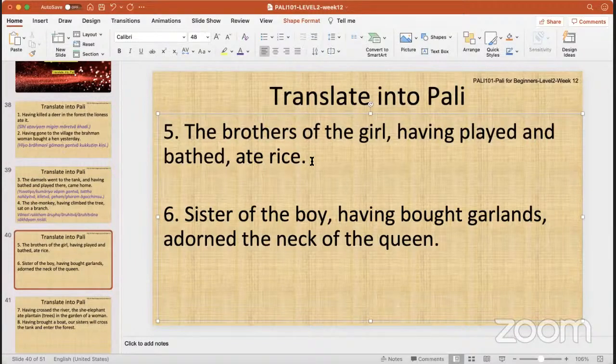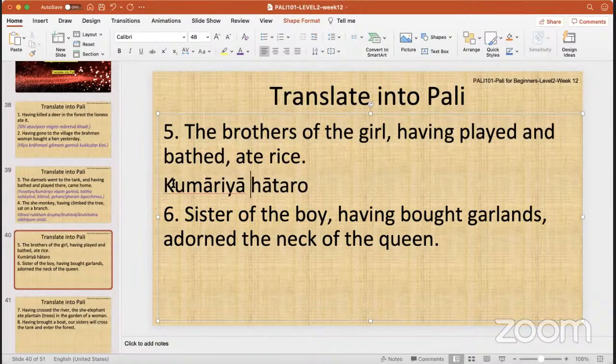Okay, so what is the word for brother in Pali? Bhataro. Bhata or Bhataro. Is it ukaranta or akaranta? Ukaranta. Bhatu, yes, so Bhataro, right? We can have Bhata also. So, of the girl, Kumariya.